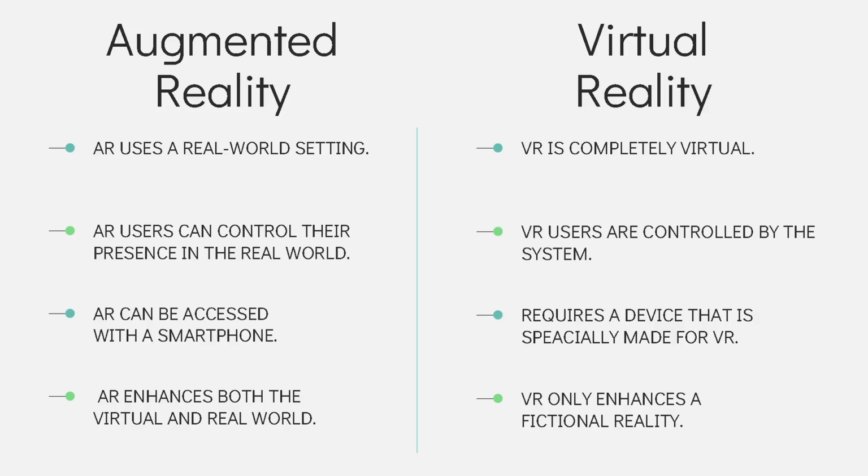And augmented reality lets you control your presence in the real world, while virtual reality is controlled by the system. Well, in VR headsets, or in the game, you are controlled by the system. And in augmented reality you can control your presence because it uses a real world setting, so you can control it yourself. But in a virtual environment, you are in a system, and you can't go against it, I guess.